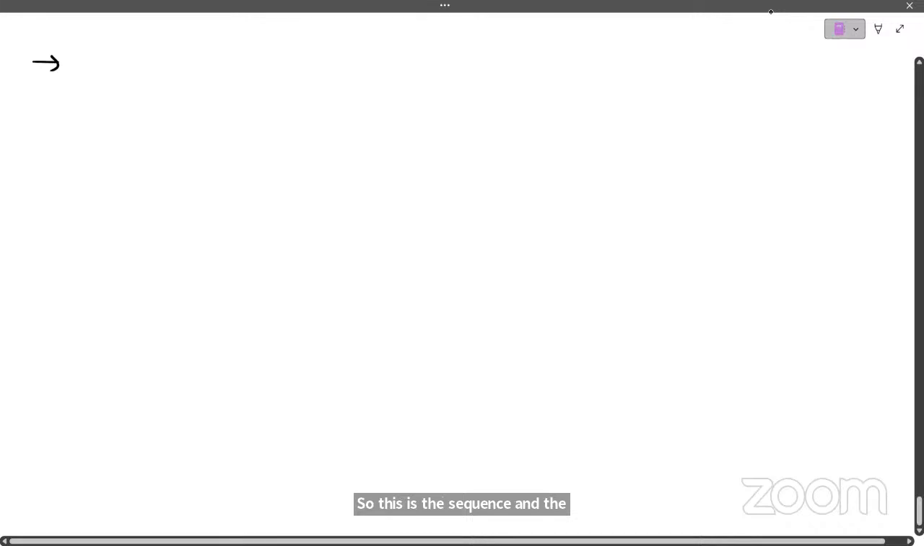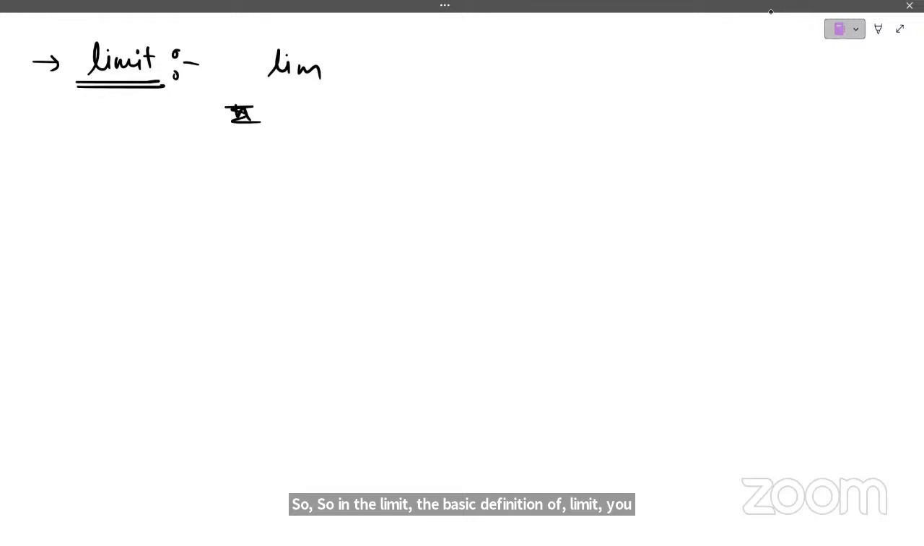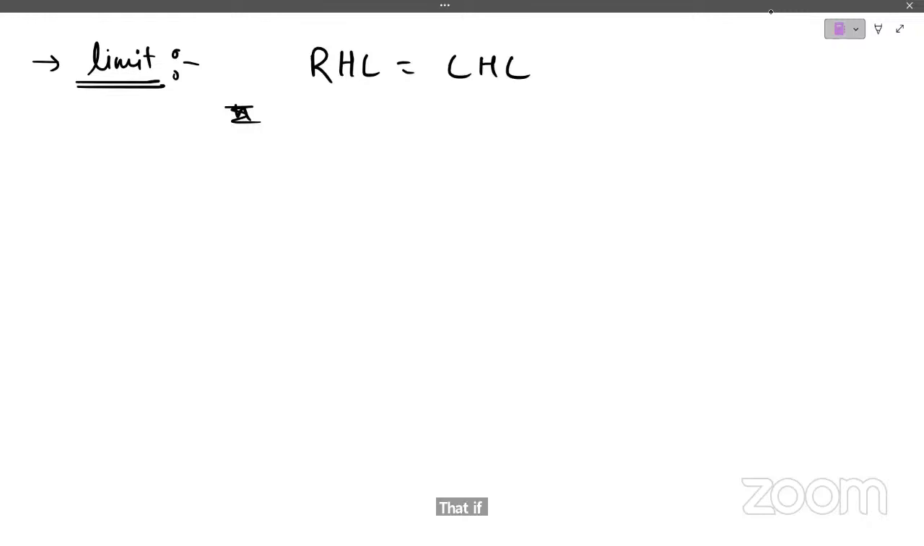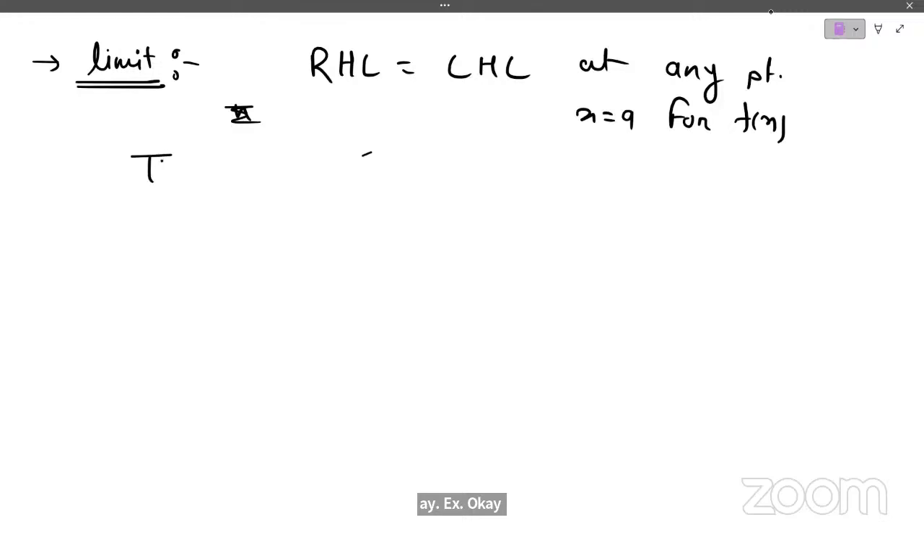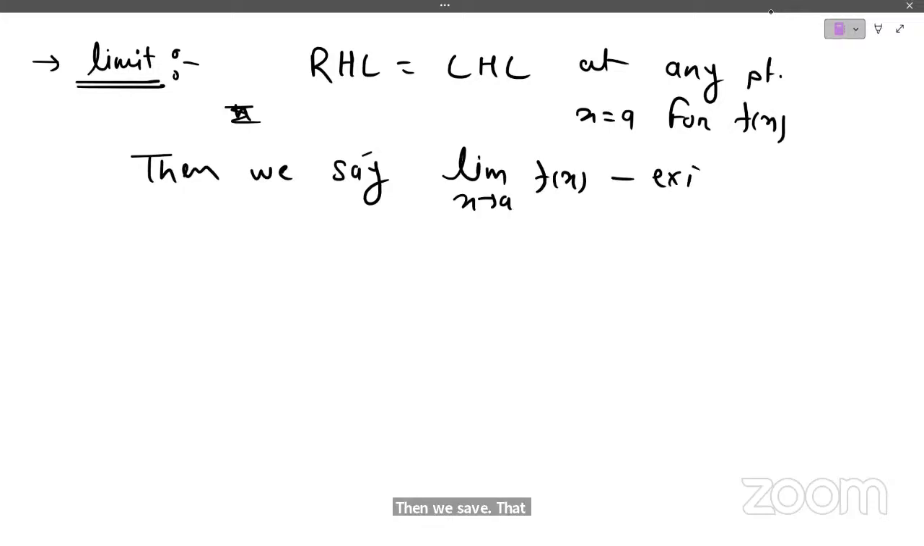Now we will go to limit. Okay. So in the limit, the basic definition of limit, you know, if the right hand limit is the same as the left hand limit at any point x equals a for a function f of x, then we say that limit x goes to a of f of x exists. This is the basic definition of limit. You have already known, right?